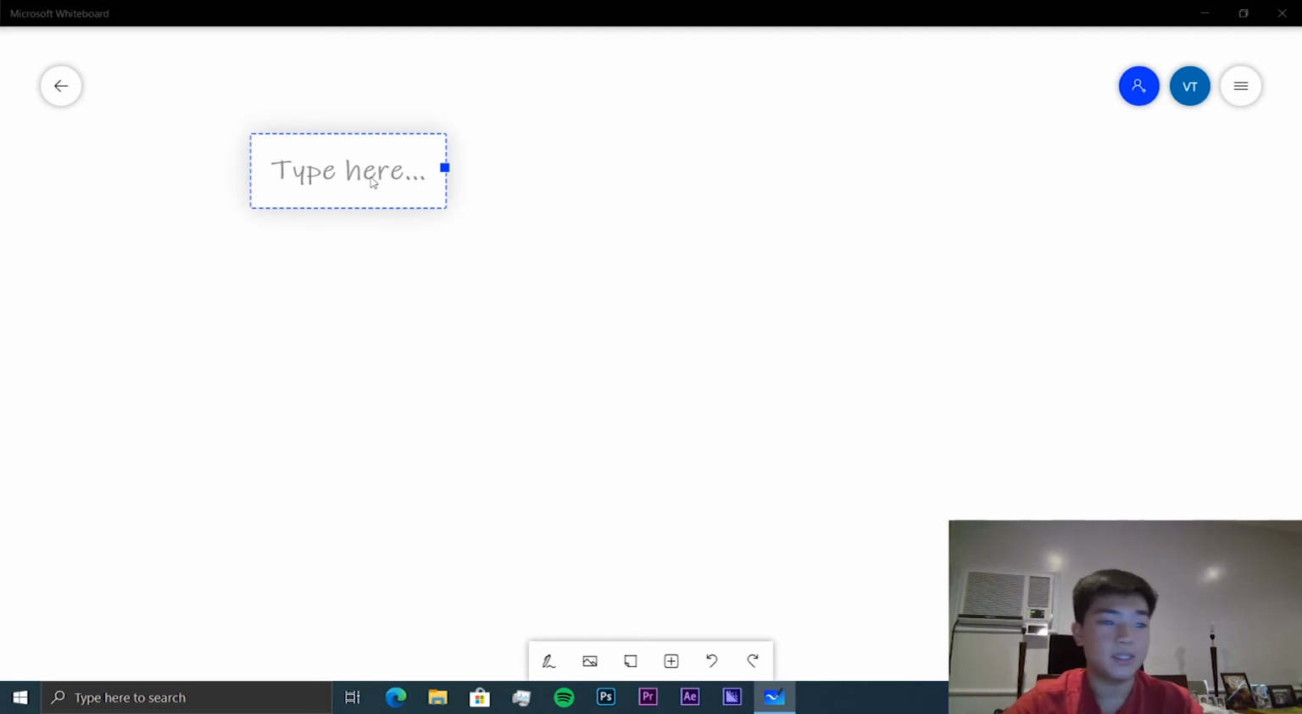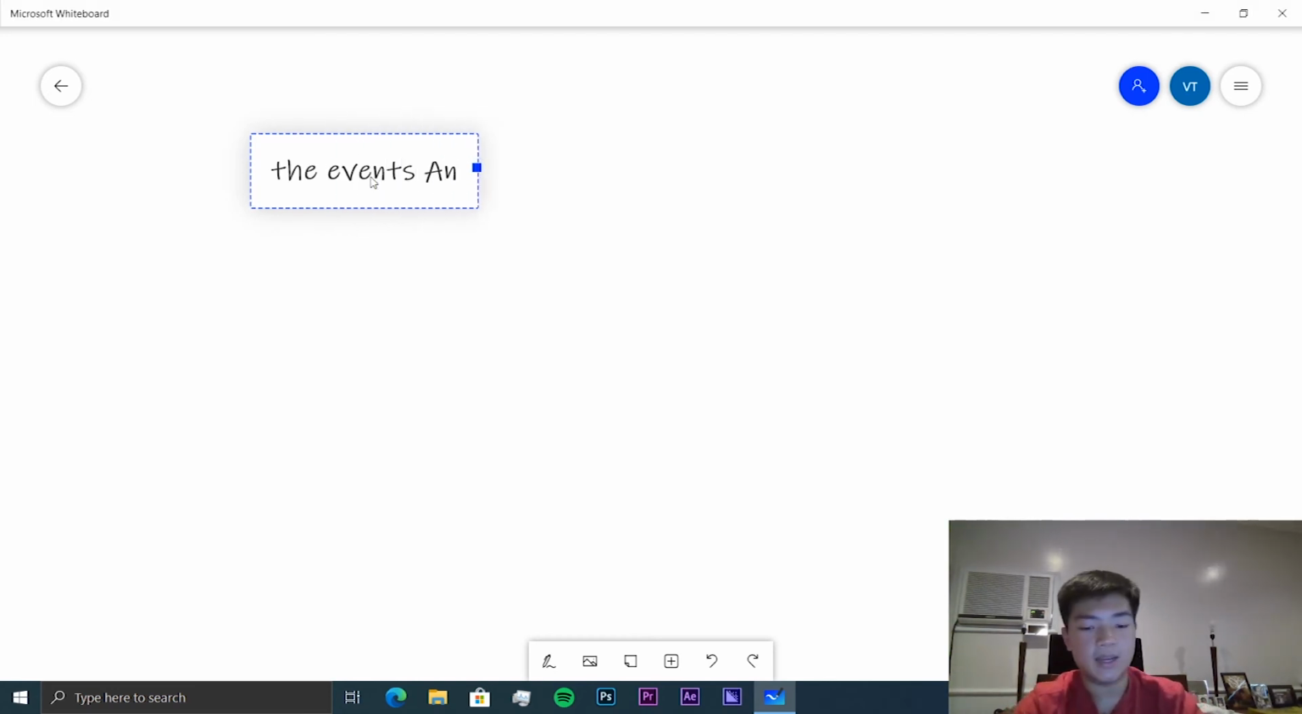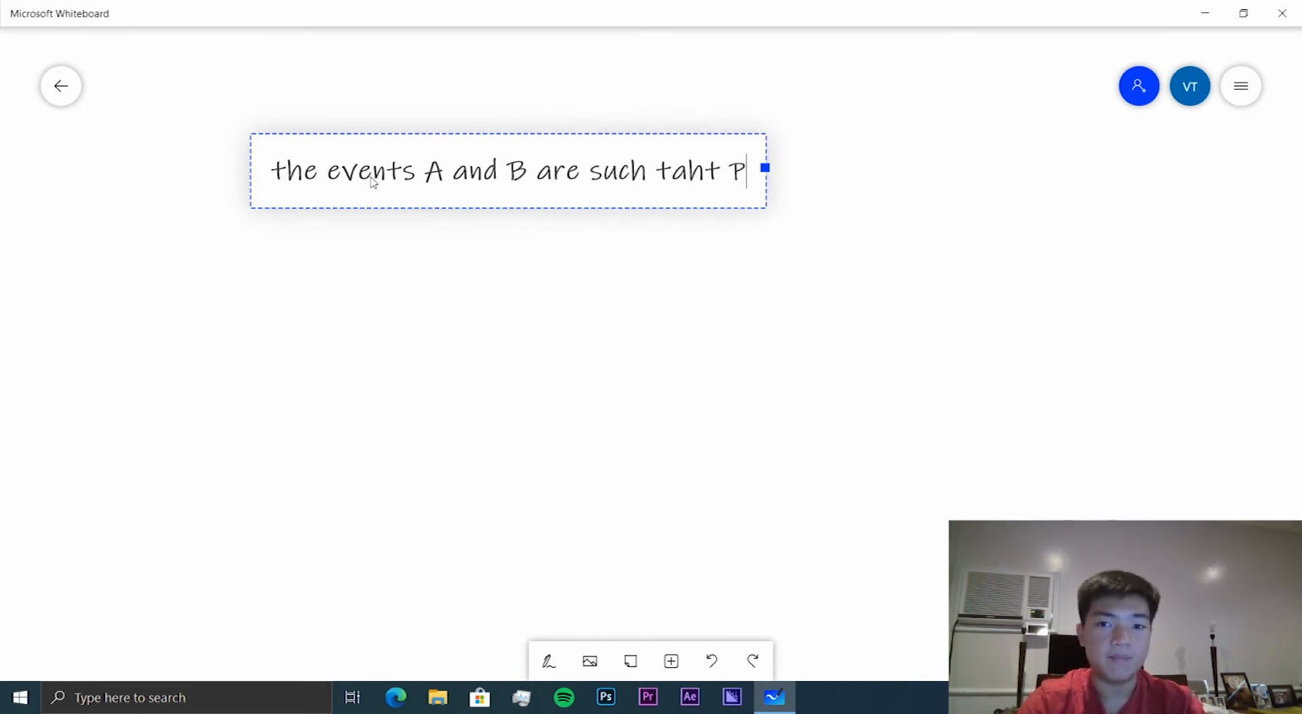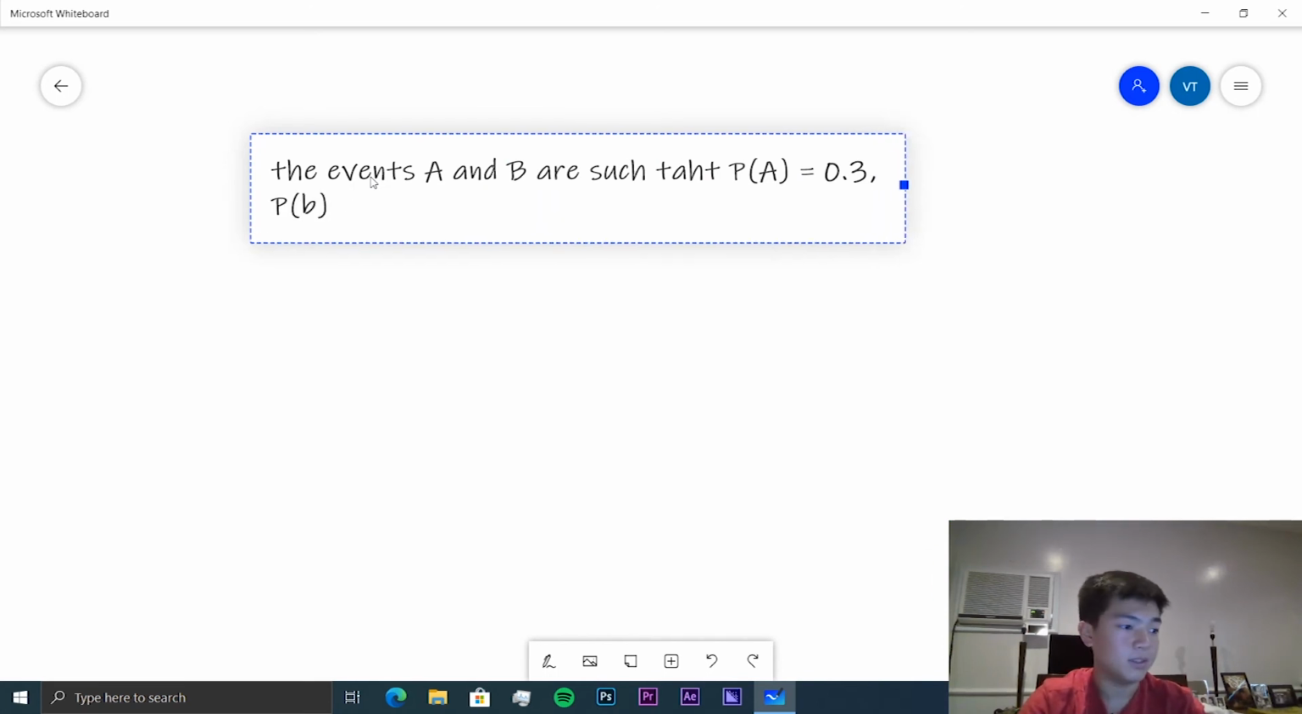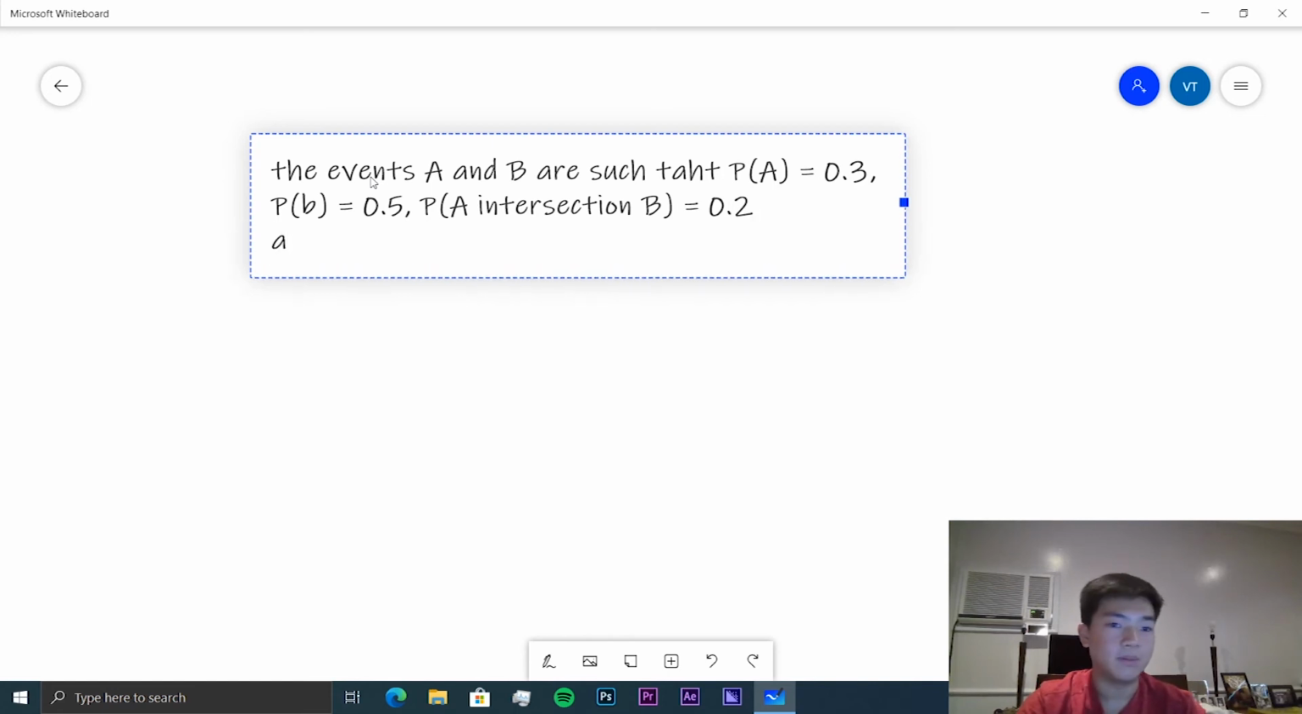And the next question is, the events A and B are such that the probability of A is equal to 0.3, the probability of B is equal to 0.5, and the probability of the intersection is equal to 0.2. I don't have an intersection key. What can I use as an intersection?